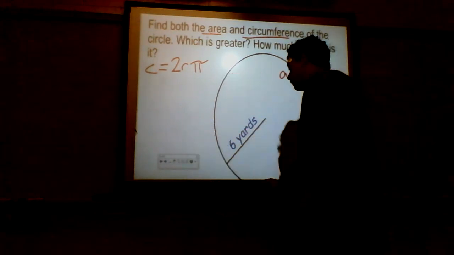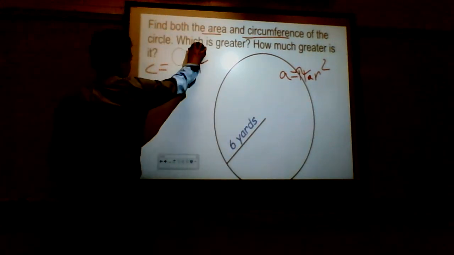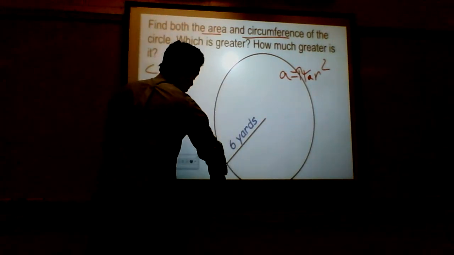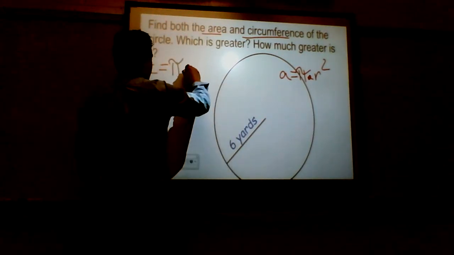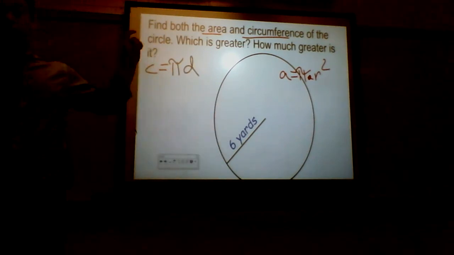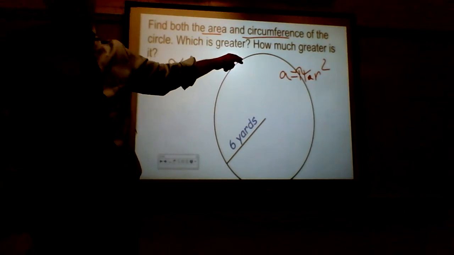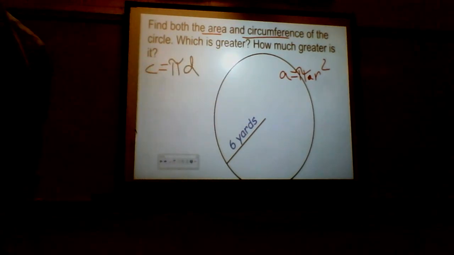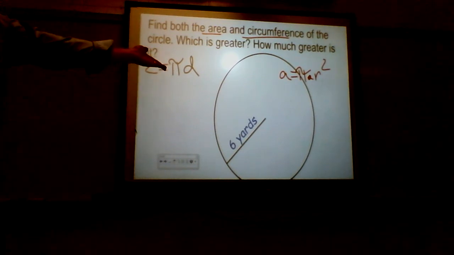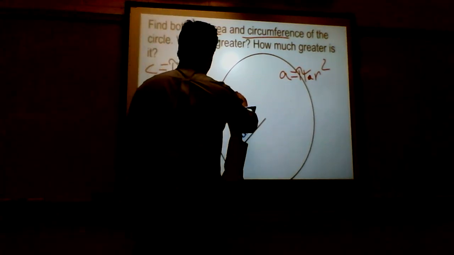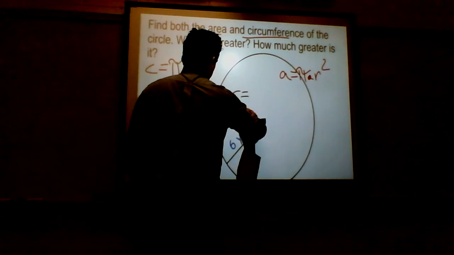Or, for the circumference formula, you can use circumference equals pi times diameter. Either of those formulas work for circumference. The area formula will never change. Area equals pi times radius to the second power. Okay, I have a circle. First thing I want to do is determine my radius and diameter.